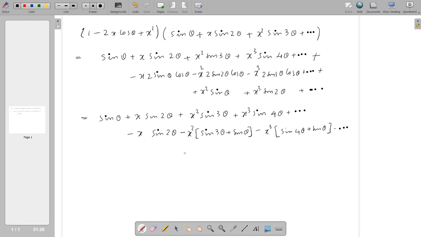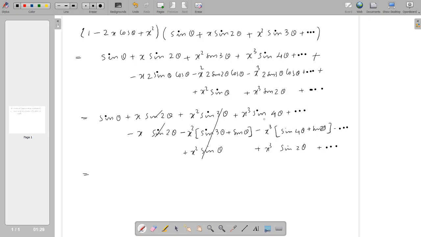The last line I'll write as plus x square sine theta, and then plus x cube sine 2 theta, and so on. So when we add all this, we can cancel these terms. We get x square sine 3 theta minus x square sine 3 theta, which cancels, and minus x square sine theta, plus x square sine theta. So all these three terms cancel.